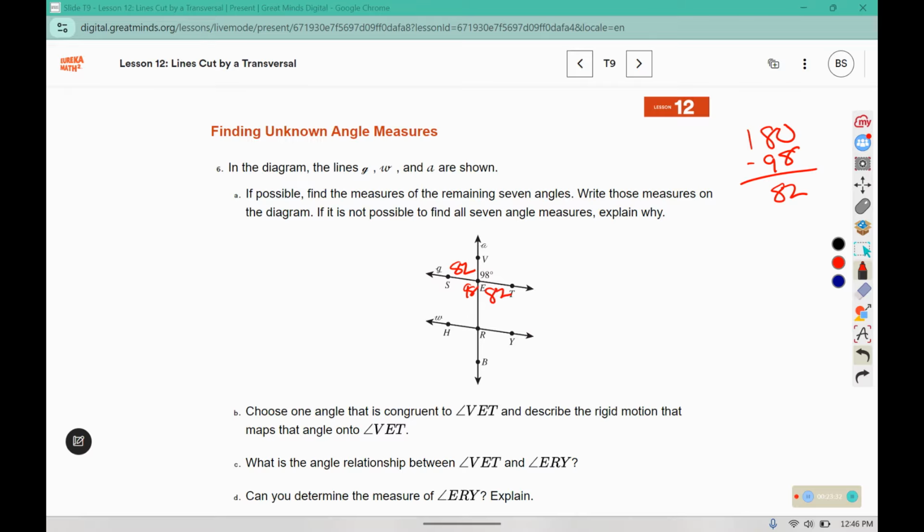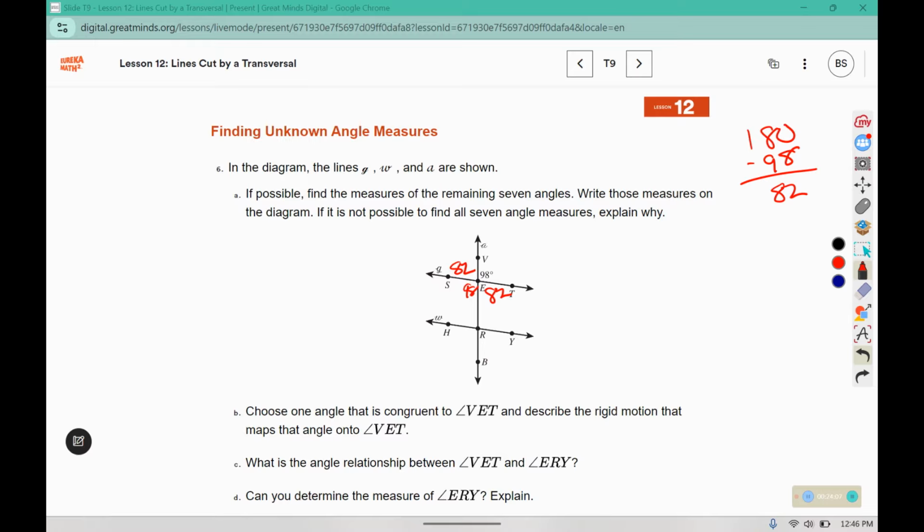Now, what it means by if not possible, it means just based on them being congruent, not with a protractor. We are not using a protractor for this lesson. So, the rest of them, it never stated that G and W were parallel lines, so we can't assume. We don't know, so we can't fill out this section because we have no angle measurements to go off of.